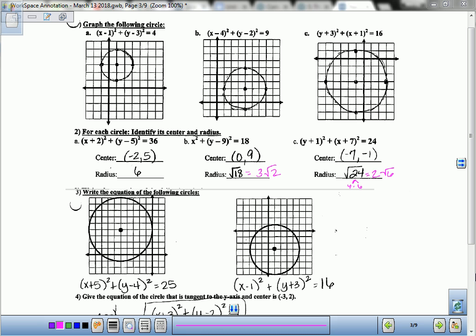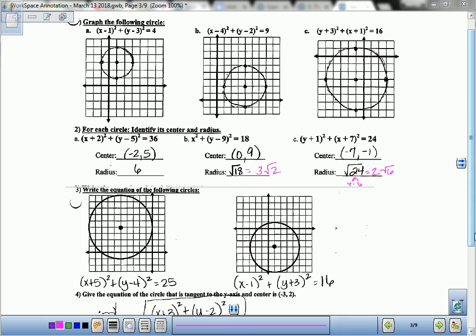Could you just count over if you had a graph? Yes, if you wanted to, you could find the radius. So plug the center into the formula. It's awesome that we can use problem-solving skills to solve math when you plug in 2 coordinates. All right, so any questions about part 1?